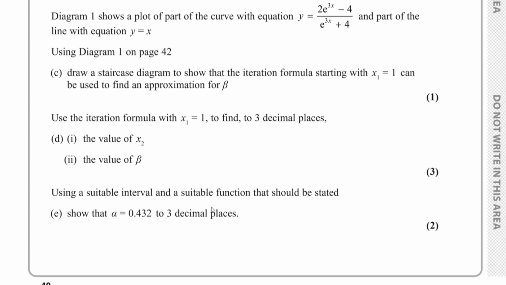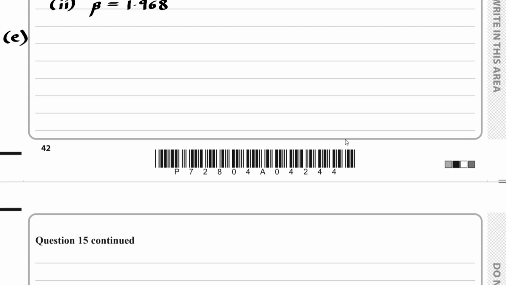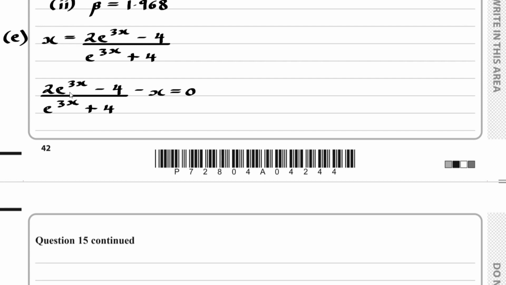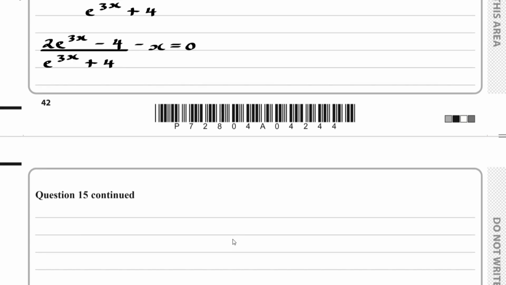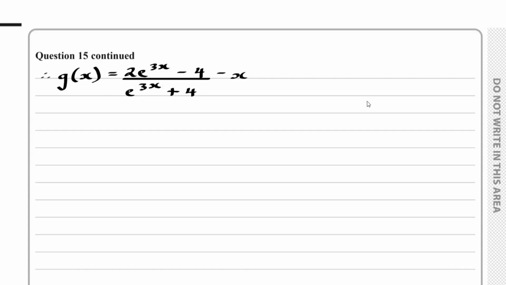Using a suitable interval and a suitable function that should be stated, for part A we have to show that alpha is equal to 0.432 to 3 decimal places. So for part A, we begin with x equals 2e to the 3x subtract 4 over e to the 3x plus 4. And I'm going to rearrange this so I have something equal 0. So I have 2e to the 3x subtract 4 over e to the 3x plus 4 subtract x equals 0. And the reason this is important is because now I can state what my suitable function is going to be. g of x, my suitable function, is going to equal 2e to the 3x subtract 4 over e to the 3x plus 4 subtract x.